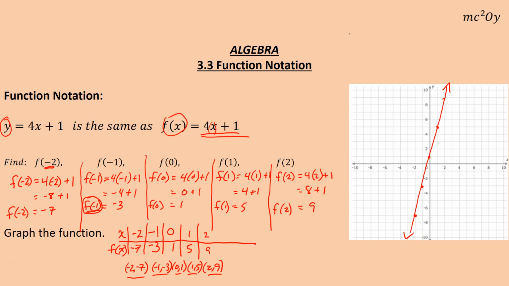And that line now has a name of f. Why do we call it f? Because it's f of x. If we said g of x, we'd call it g. If we said k of x, we'd call it k. And there's our function. All right. So f of x and y are interchangeable there.